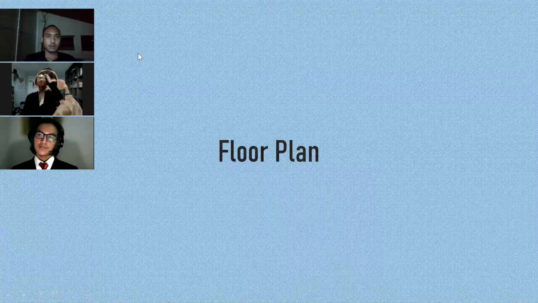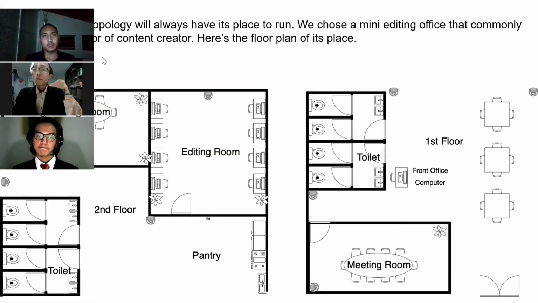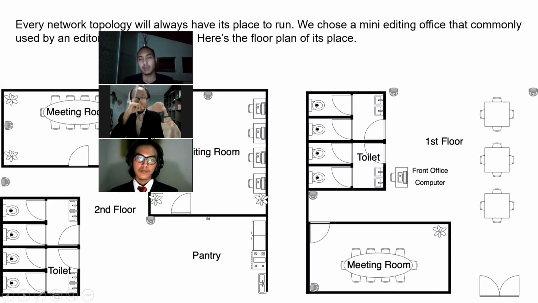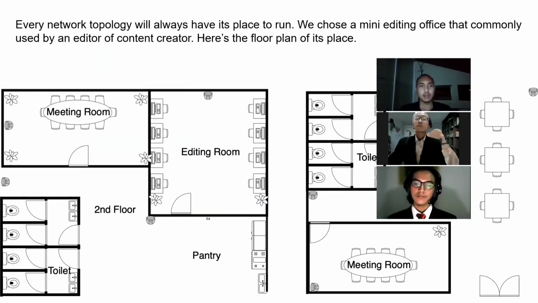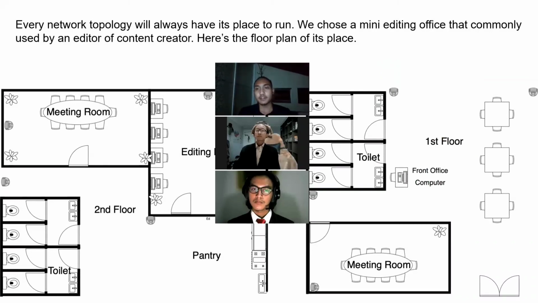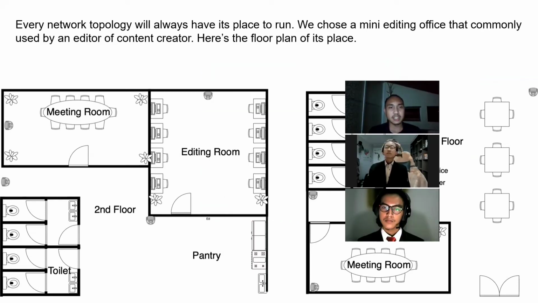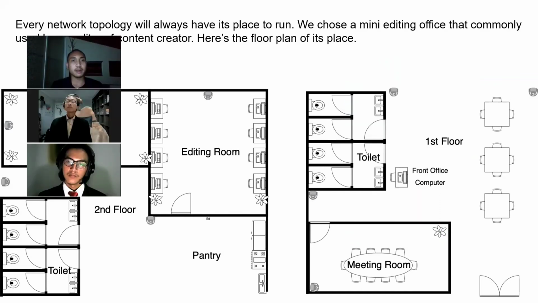And we're going to discuss the floor plan. We use two floors. The first floor consists of a toilet and meeting room, and there is a front office computer for guests. And the second floor consists of a meeting room, toilet, pantry, and editing room. The editing room is the most important room in this office because it is a mini editing office. Of course, there must be an editing room. And from these two floors, the first floor contains 4 CCTV, and the second floor also contains 4 CCTV for the security of this place.